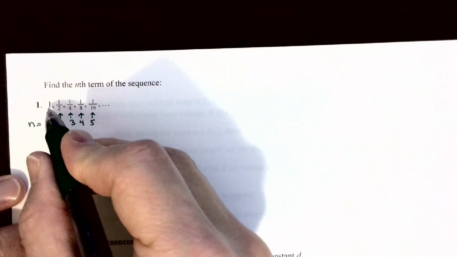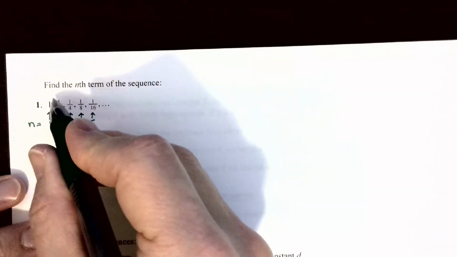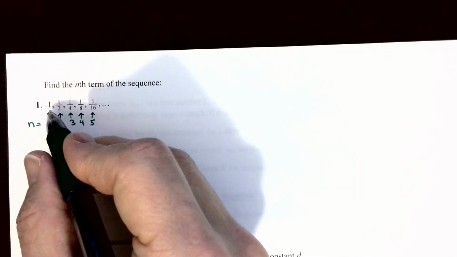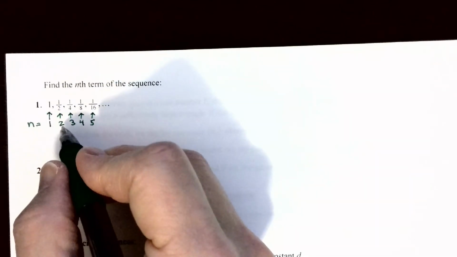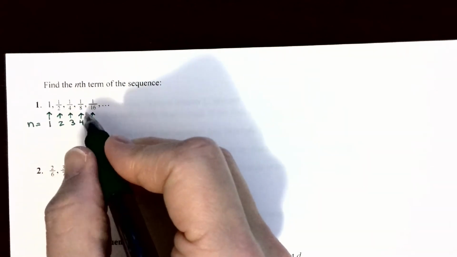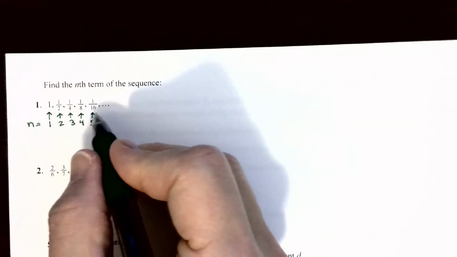Okay, if you think all these are fractions, think about 1 as 1 divided by 1. So you see how the numerator is always 1, but if I have 1, I want the denominator to be 1. If I have 2, I want the denominator to be 2. If I have 3, I want the denominator to be 4. Okay, does anyone see how that denominator is changing as we move along?